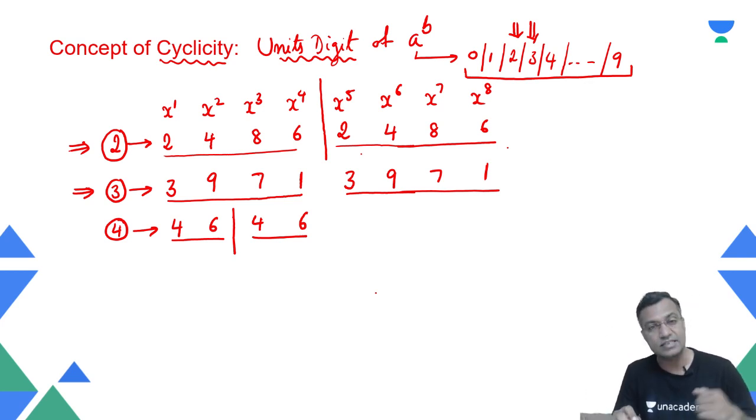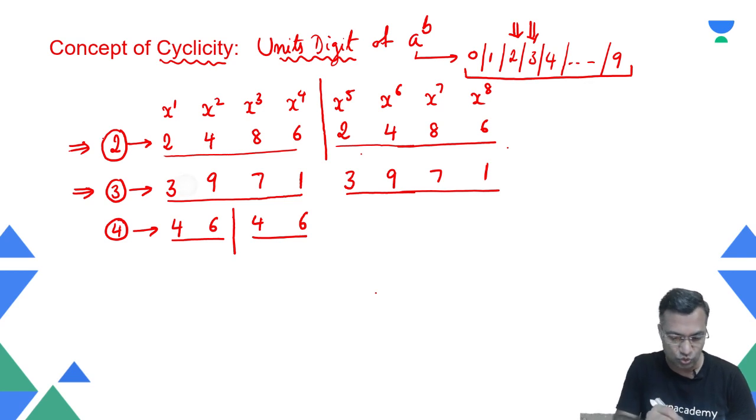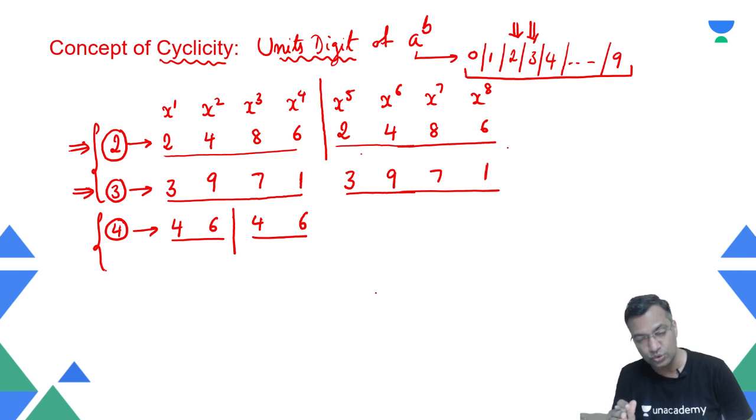For 2 and 3 the cycle is 4. Cyclicity for digits 2 and 3 is 4. Cyclicity for 4 looks like only 2, that is 4 and 6, 4, 6. It oscillates between 4 and 6. It is flipping between these two numbers.